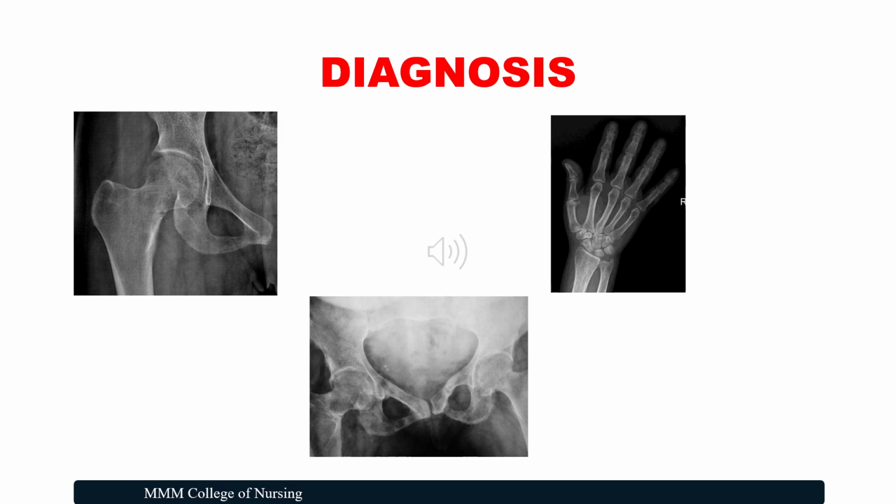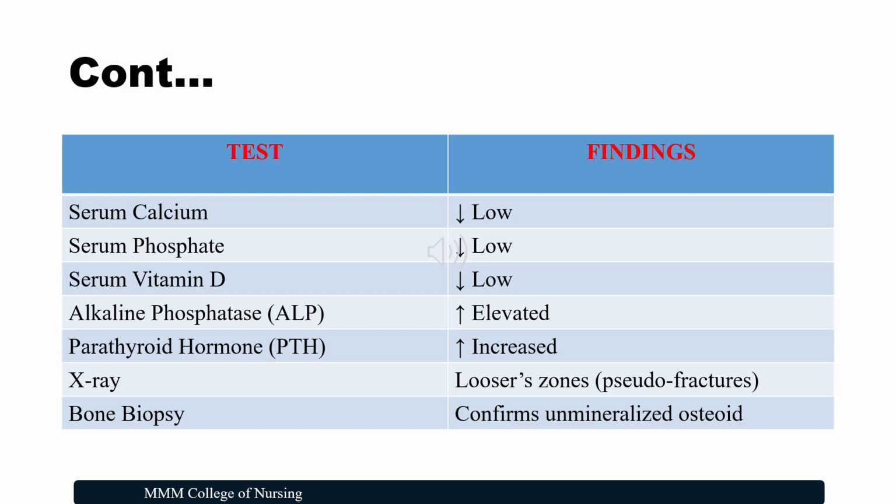So coming on to the diagnostic measures. One of the most important diagnostic measures is the X-ray. The X-ray imaging pictures have been displayed. Coming on to the lab investigations: serum calcium, serum phosphate, serum vitamin D, alkaline phosphatase, parathyroid hormone, X-rays. X-ray images have been displayed in the previous slide. And bone biopsy.